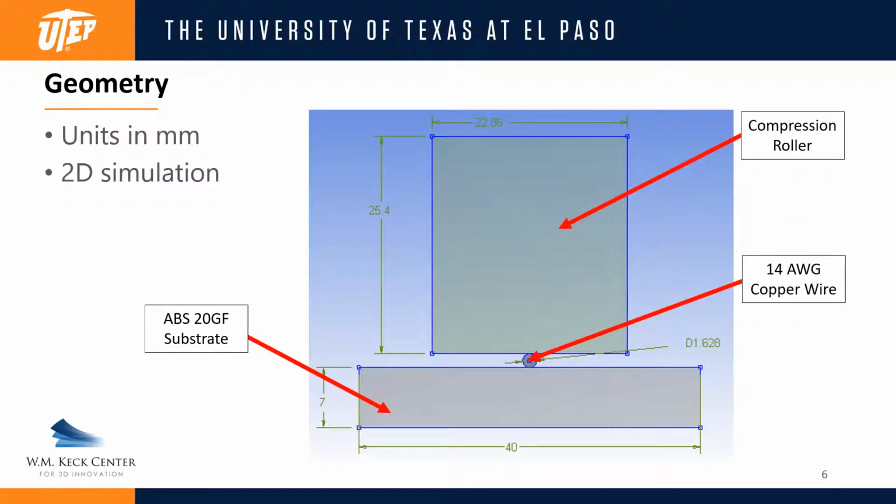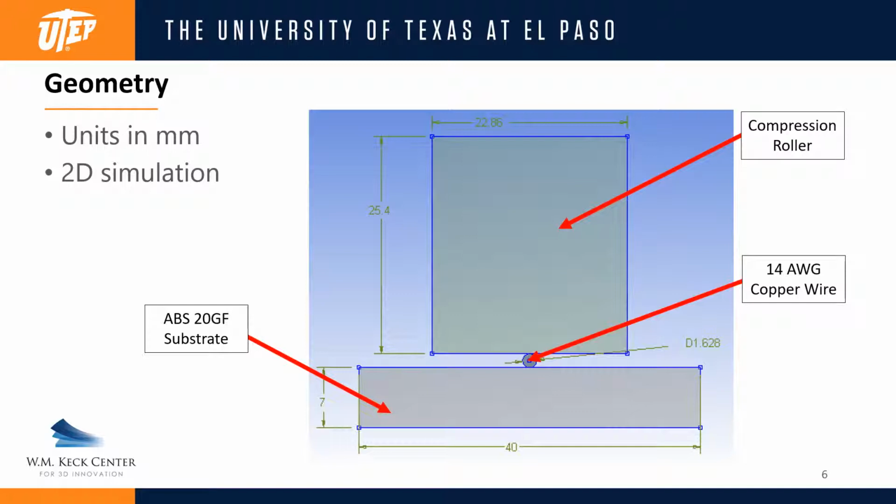So this is the geometry that's going to be used for the simulations on ANSYS. This is the geometry done in Design Modeler. So right before, two slides before, we were looking at the actual tool that's going to be able to embed the wire. We were looking at it from the side. Now we're looking at it from the front, where we have our compression roller, then our 14 gauge copper wire, and then our ABS 20% glass filled substrate.